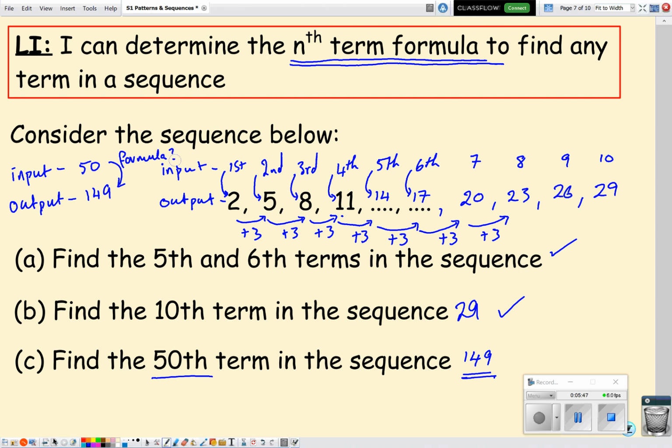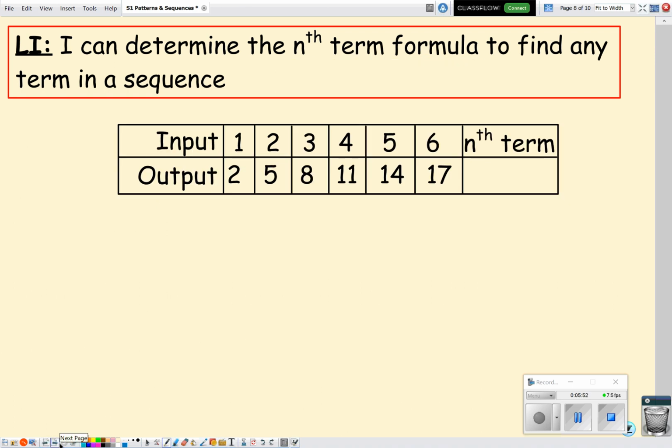Okay, so let's have a look at how we do that. So I've got the same sequence here, 2, 5, 8, 11, 14, 17. Same sequence. And what we're going to do by the end of the example is work out what the nth term formula is. We'll fill it in that box. So, how do we do this? Well, every nth term formula has two parts.